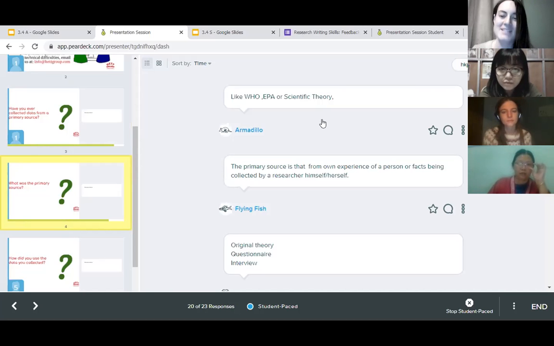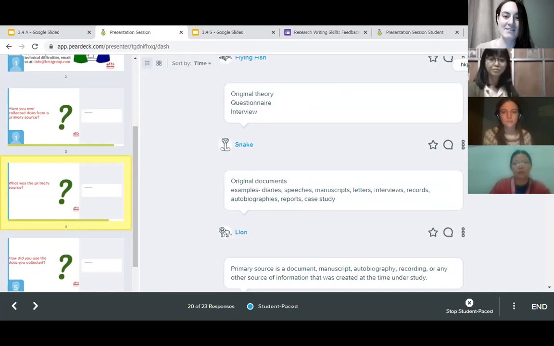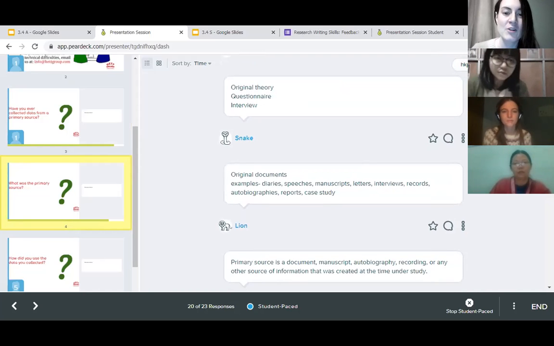The primary source is that from own experience of a person or facts being collected by a researcher. Definitely. Original theory. Yeah, original. If they write down the theory, then that original document would be an original source, yes.